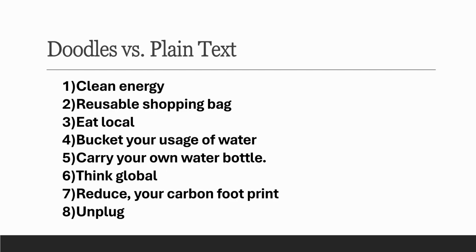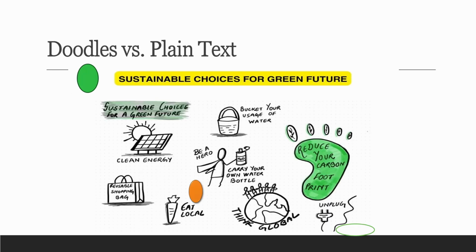Let's compare doodles to plain text. Imagine teaching clean energy concept with just words. Now, let's doodle. A bright sun shining over a solar panel. A reusable shopping bag with a simple doodle. A happy carrot holding a sign saying eat local.